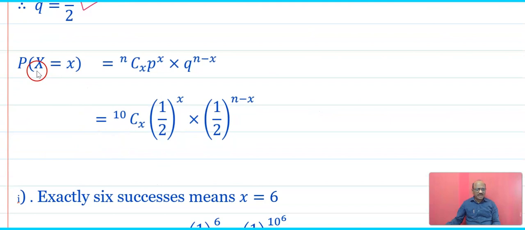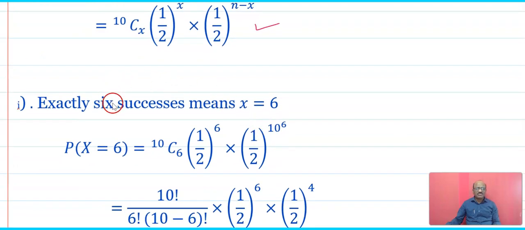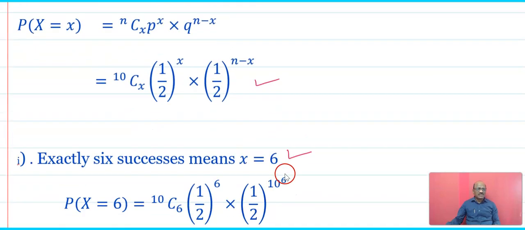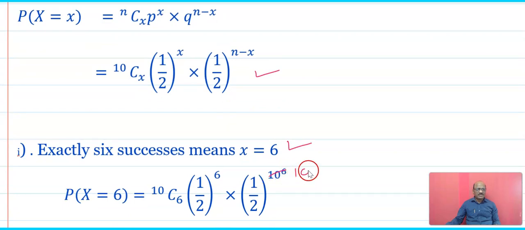What is the probability of capital X equals small x? nCx p raised to x into q raised to n minus x. The value of p is 1 upon 2, n is 10. Therefore 10Cx (1 upon 2) raised to x into (1 upon 2) raised to n minus x. And if we simplify this, you will get (1 upon 2) raised to n. Exactly 6 successes means X is equal to 6. P of capital X equals 6 is 10C6 (1 upon 2) raised to 6 and (1 upon 2) raised to, here it is 10.